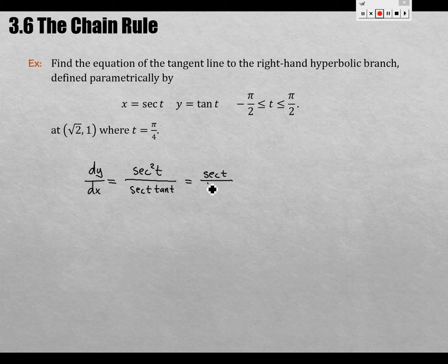Oh, I know. Put it in a line here. Yeah, line. What do you get when you plug pi over 4 into that? Same thing. Yeah. Anybody? What do you get? Root 2? All right, so take the slope, use the point, write an equation, the tangent line, and do your homework.